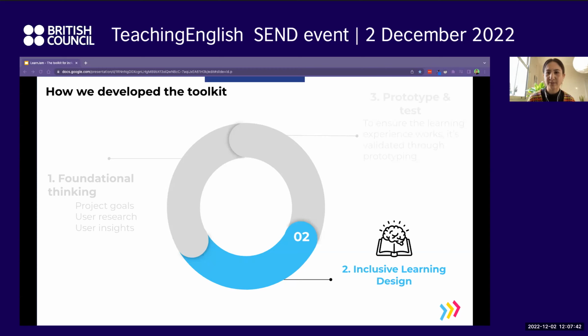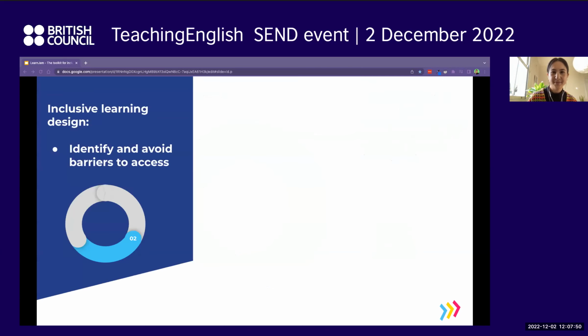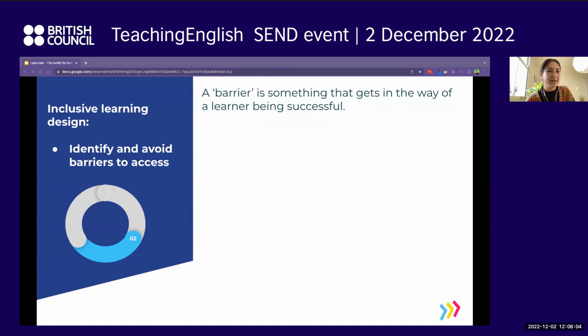I'm going to share just 3 principles that apply to the toolkit, but are also general good principles for inclusive learning as a whole. So the first principle, or first idea that we have, is that to create more inclusive learning experiences, we want to identify and avoid barriers to access. So a barrier is something that gets in the way of a learner being successful.